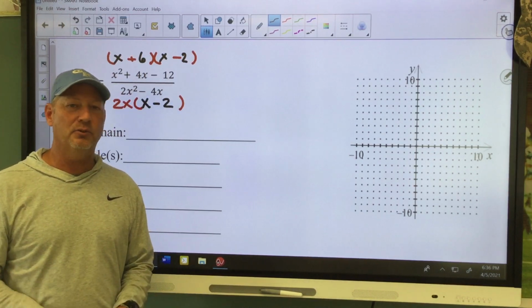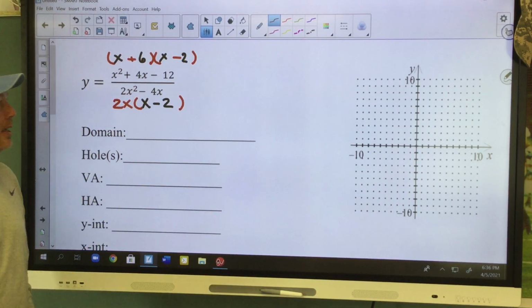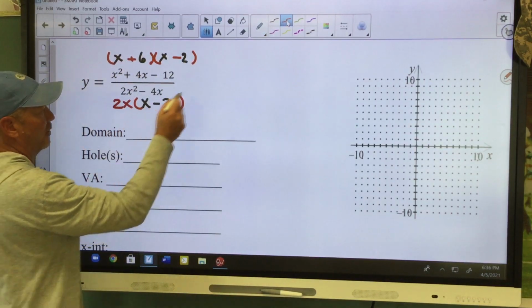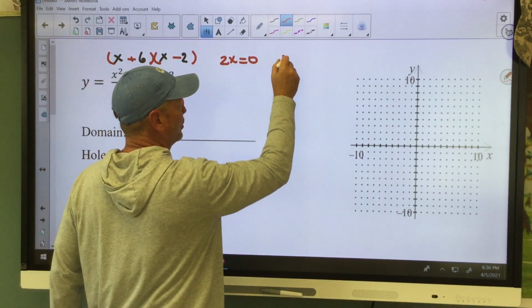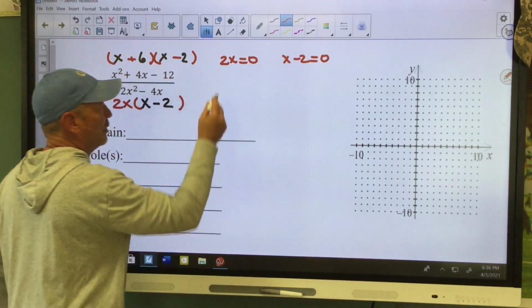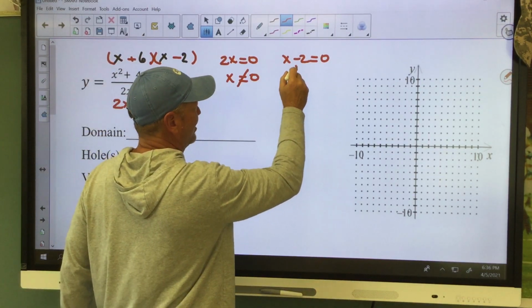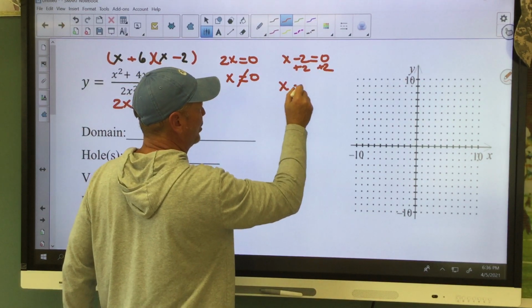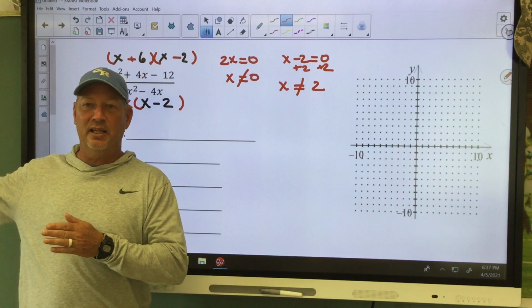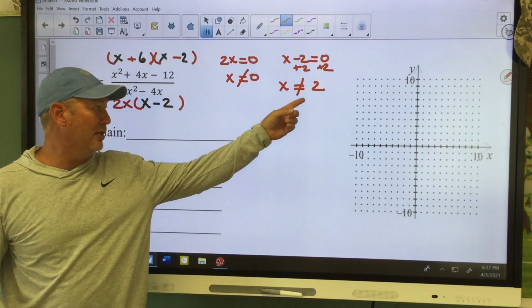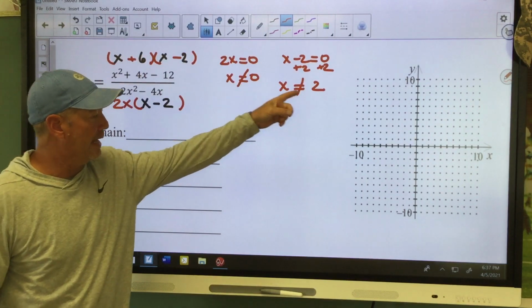But before we do anything else, we said before we reduce, we need to find our domain. How do we find our domain? I asked you to take each factor and set it equal to 0. 2x equals 0. x minus 2 equals 0. So you divide by 2, you're going to get x equals 0, and then you're going to say no. You're going to add 2, and you're going to get x equals 2, and then you're going to say no. The domain is going to go from negative infinity, cannot be 0, cannot be 2, and it's going to go to positive infinity. It's everything except 0 and a positive 2.